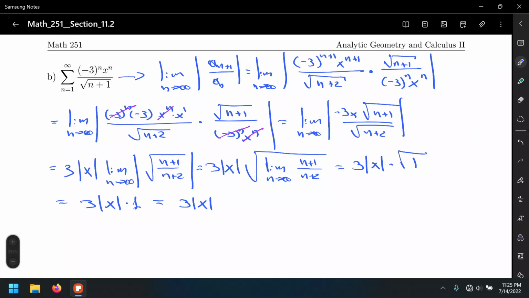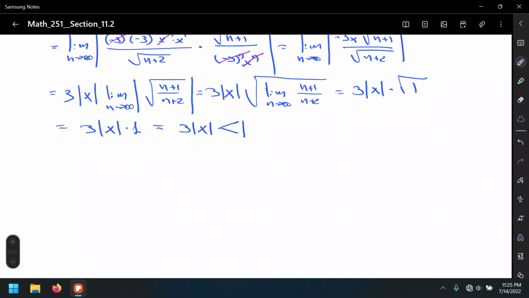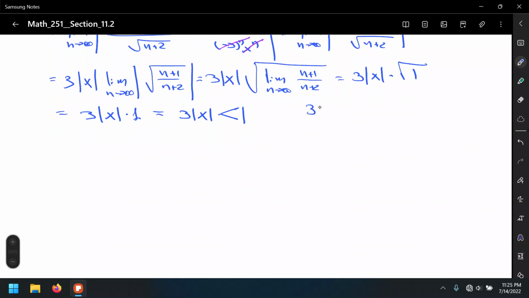But because we want to find the interval of convergence, we need to set it less than 1, not less than or equal, just less than, and solve the inequality. So this is 3 absolute value of x less than 1. I'm going to write it on the side. Divide both sides by 3, and set this as a compound inequality: x less than 1/3, but also greater than negative 1/3, by the definition of these compound inequalities.